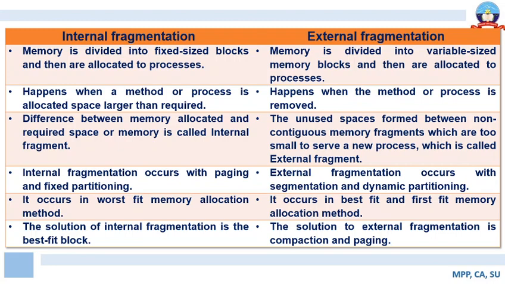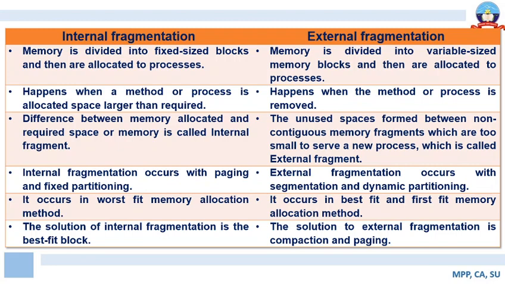Internal fragmentation occurs with paging and fixed partitioning. It occurs in the worst fit memory allocation method. The solution to internal fragmentation is that we need to have a best fit mechanism put in place for allocating free space to the processors.